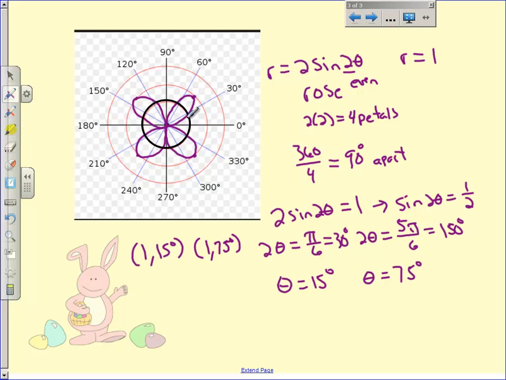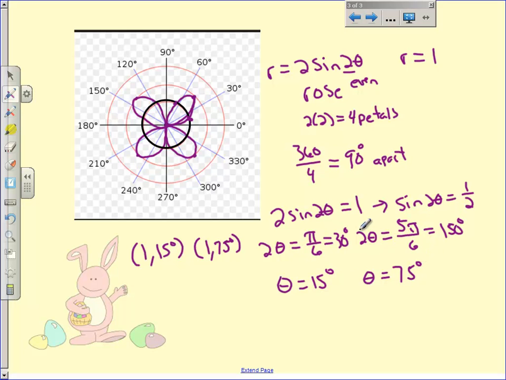I didn't do a very good job with this first petal. It should have been more like this and then up to that, because that first point is at 15 degrees and then the next point is at 75 degrees. So I didn't do a very good job drawing that first one. Now that is only 2 points of intersection, and I know that I have 8.